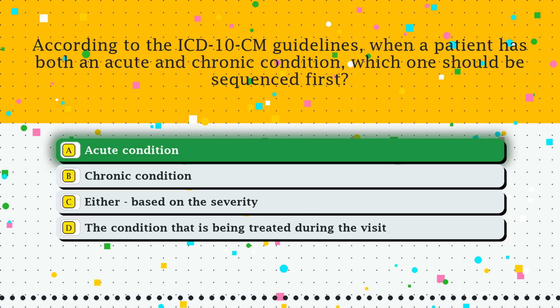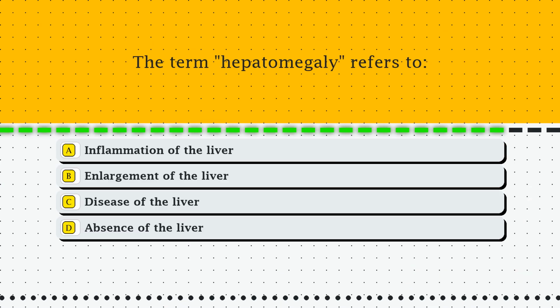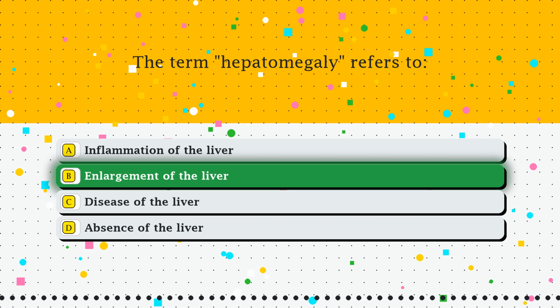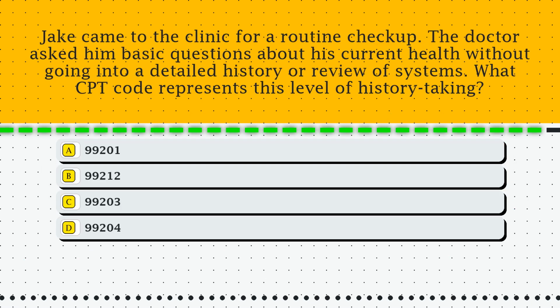The correct answer is option A, acute condition. Question 264. The term hepatomegaly refers to: option A, inflammation of the liver. Option B, enlargement of the liver. Option C, disease of the liver. Option D, absence of the liver. The correct answer is option B, enlargement of the liver.